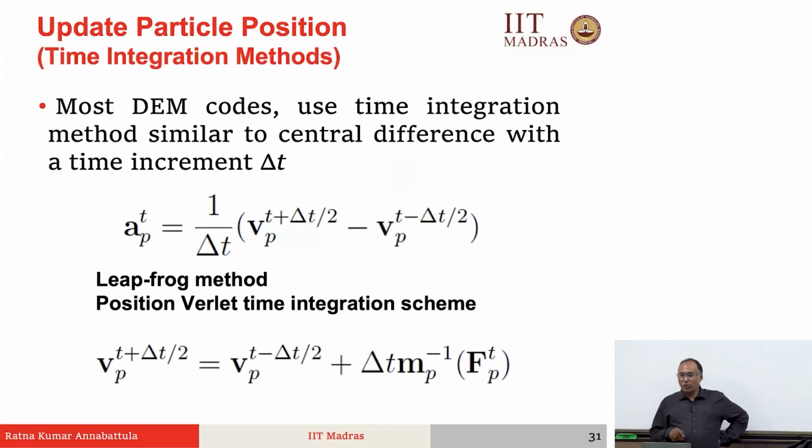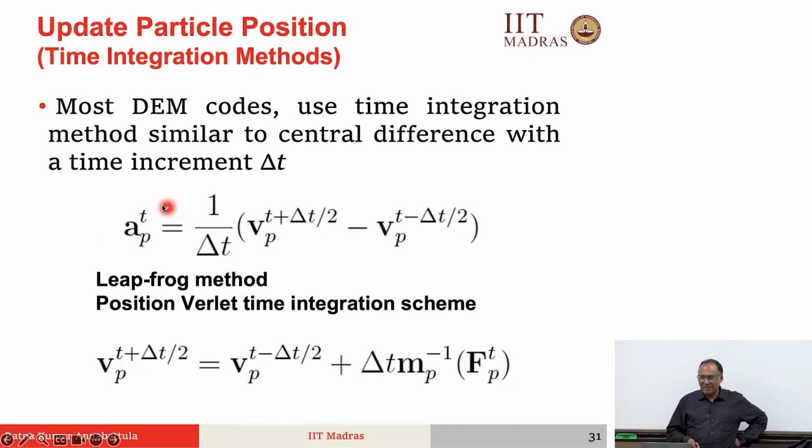And now, how do you find the velocity? So most DEM codes use different kinds of time integration. One of the most popular time integration techniques that people use is velocity Verlet time integration. Okay? So this is here position Verlet, and basically it is very similar to your central difference scheme when you want to find the integration.